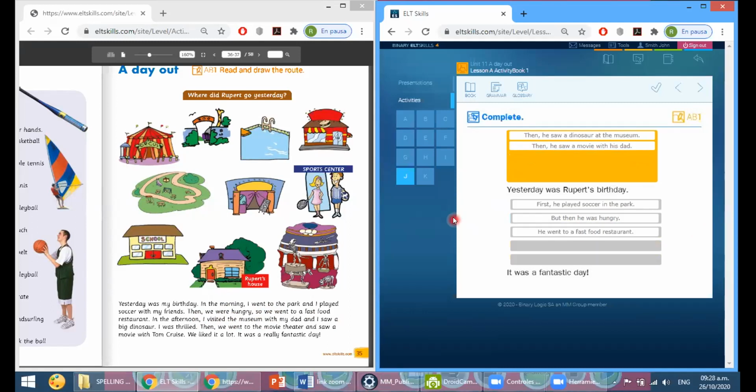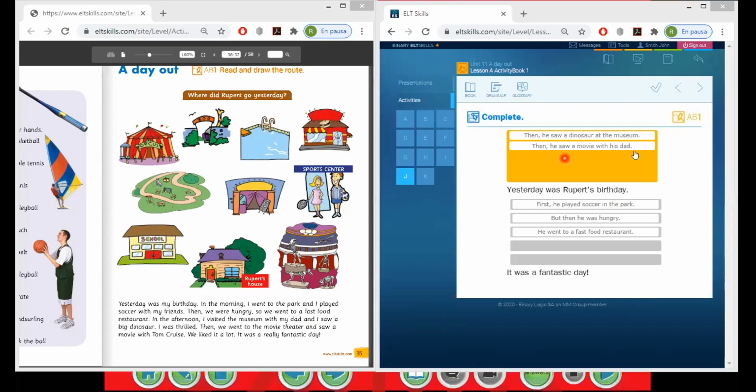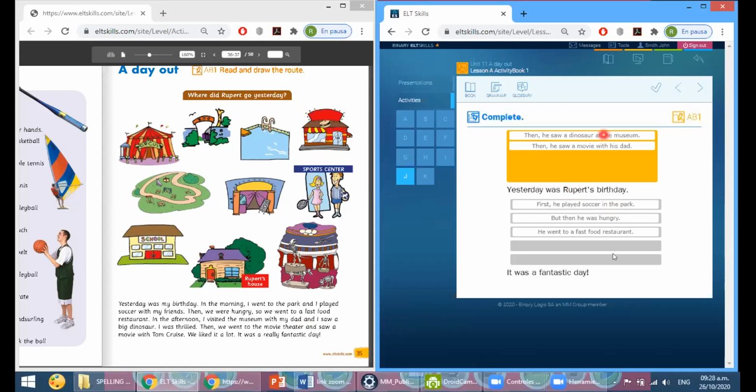You see? Let's continue. I visited the museum with my dad and I saw a big dinosaur. What sentence is next, Julian? Then he saw a dinosaur at the museum. Excellent. Yes, he saw a dinosaur. No, he says, my dad and I saw. Good.